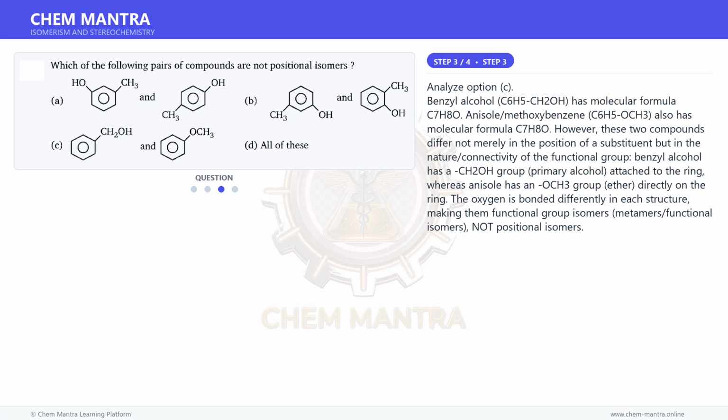However, these two compounds differ not merely in the position of a substituent but in the nature, the connectivity, of the functional group. Benzyl alcohol has a CH2OH group, a primary alcohol, attached to the ring, whereas anisole has an OCH3 group, an ether, directly on the ring. The oxygen is bonded differently in each structure, making them functional group isomers, not positional isomers.